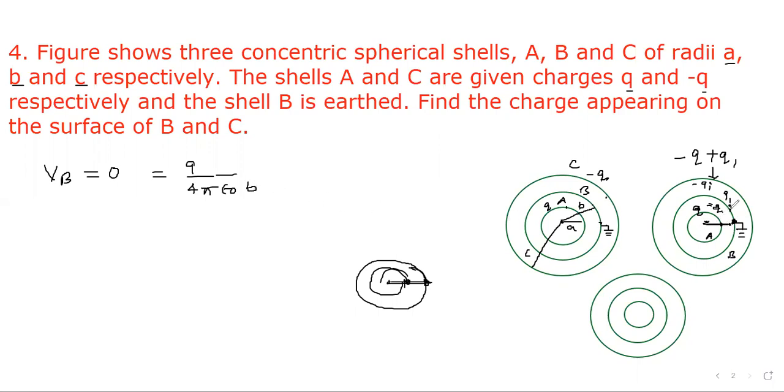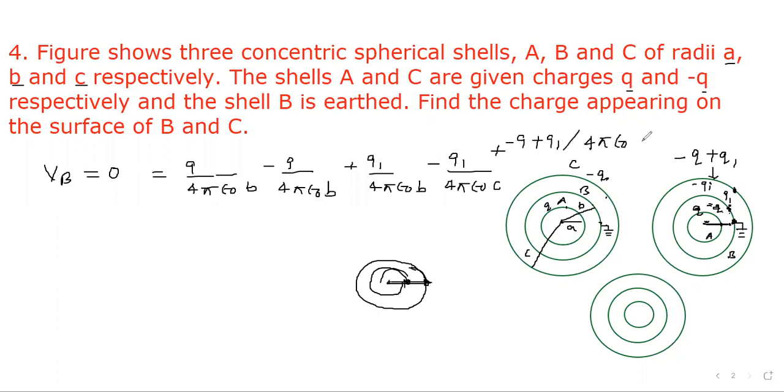So b, and then the induced charge is minus Q on the inner surface of B. So it will be minus Q upon 4πε₀b. Then on its outer surface, the charge is Q1, so plus Q1 divided by 4πε₀b. Then the inner surface of sphere C contains charge Q1 with negative sign, so minus Q1 divided by 4πε₀c, its radius being c. And the outer surface of sphere C contains charge minus Q plus Q1, so the potential due to this will be (minus Q plus Q1) divided by 4πε₀c. So these two terms will cancel out.